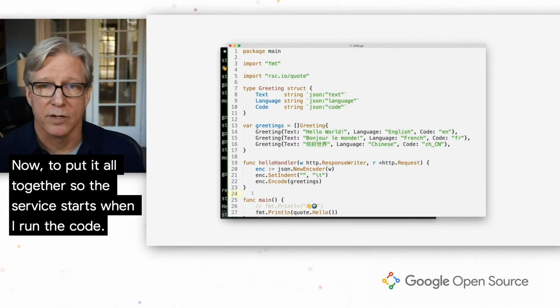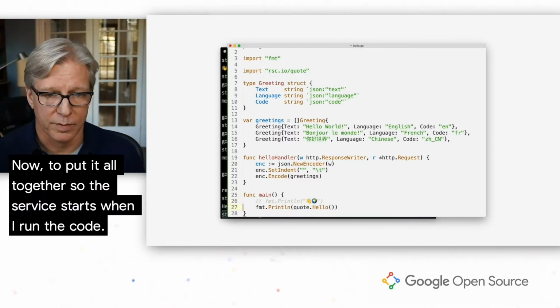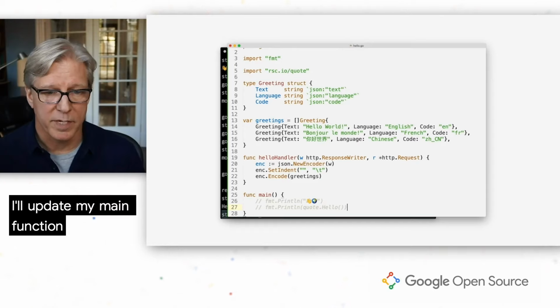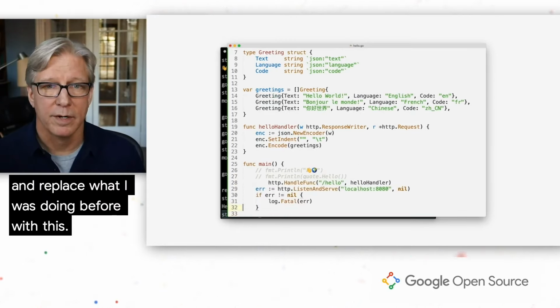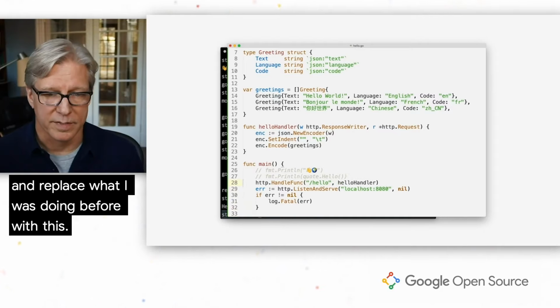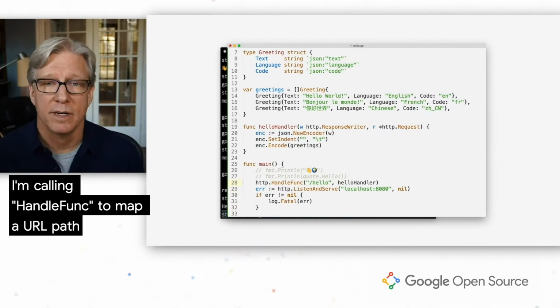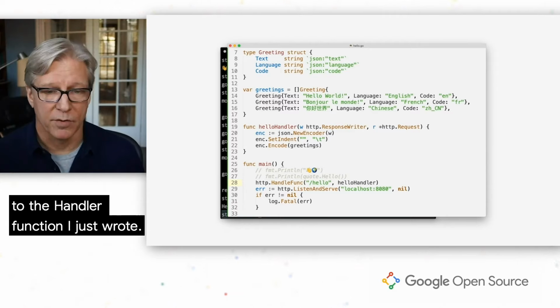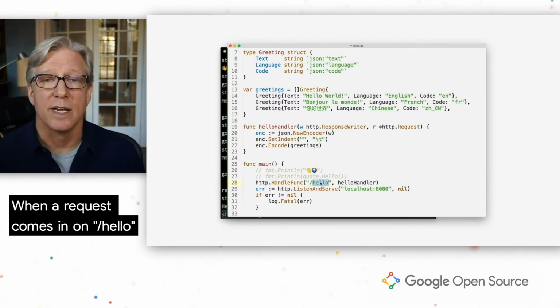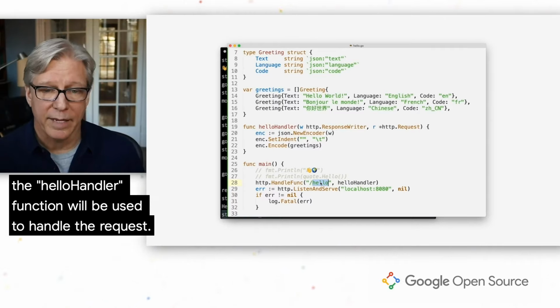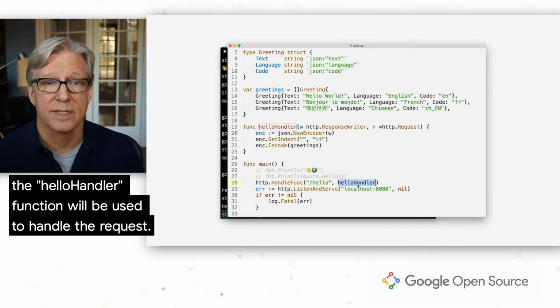Now to put it all together so the service starts when I run the code, I'll update my main function and replace what I was doing before with this. So I'm calling HandleFunc to map a URL path to the handler function I just wrote. When a request comes in on /hello, the hello handler function will be used to handle the request.